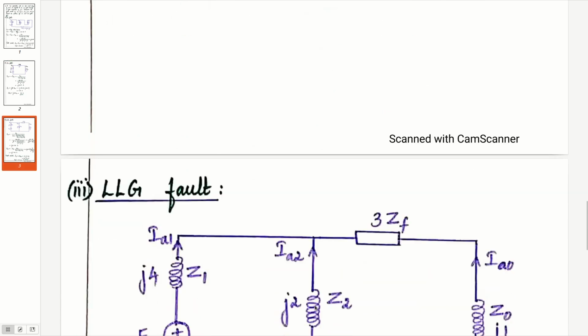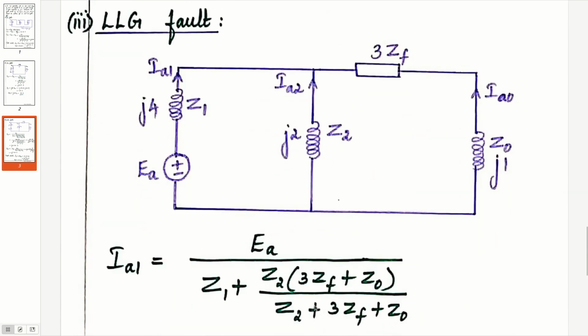Third type of fault is LLG fault, double line to ground fault. Okay. So in the case of a double line to ground fault, we have all the three sequence networks connected in parallel. We have VA1 equal to VA2. So we have connected positive sequence network in parallel with negative sequence network. But we have seen that VA2 is equal to VA0 minus 3IA0ZF from the derivation. Okay, so we connect this positive sequence network in parallel with negative zero sequence network through an impedance 3ZF.